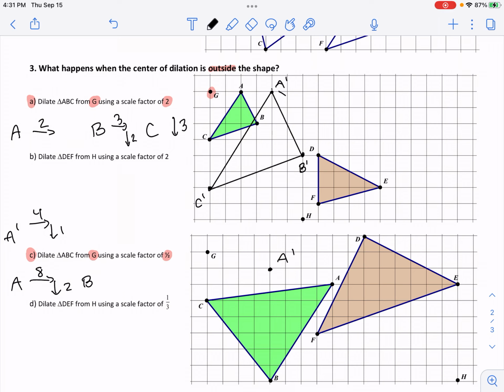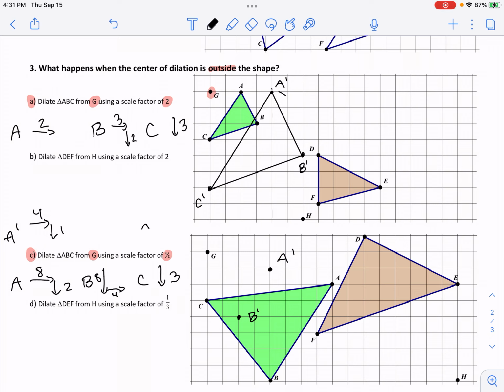Long path to get to B, but this is 1, 2, 3, 4, 5, 6, 7, 8 down, 1, 2, 3, 4 right. 8 down, 4 right. Divided by 2, it's going to be 4 down, 2 right. So 1, 2, 3, 4, 2 to the right. It's inside this green triangle. And finally, C. C looks like it's just down 3.